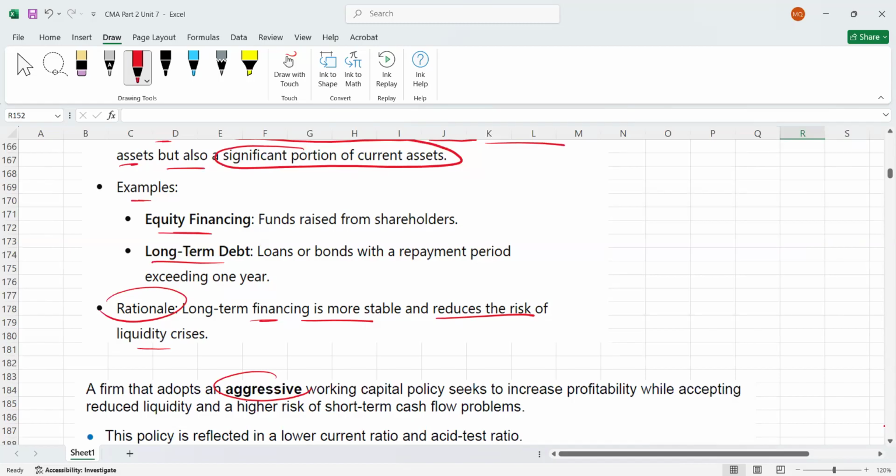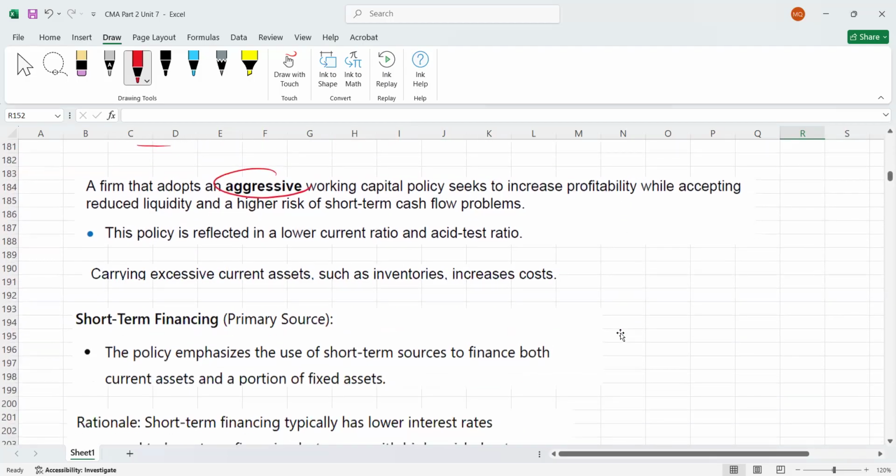How does a liquidity crisis arise? Assume you take a short-term loan and invest it in inventory. If the inventory is not sold and it is time to repay the short-term loan, you would definitely be in problem, right? So they don't want to take this risk. This is the rationale, and that's why they use long-term sources of finance.